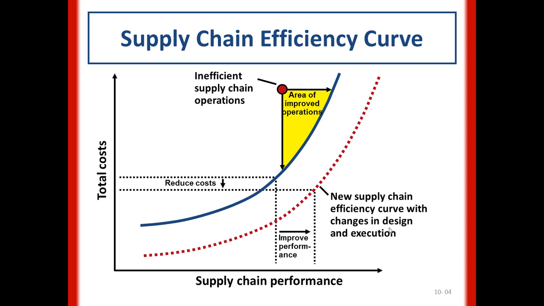The second challenge organizations must face is on the right side of the blue line, which represents the new supply chain efficiency curve. Organizations must also look into the future in order to increase the efficient curve to meet future demand.